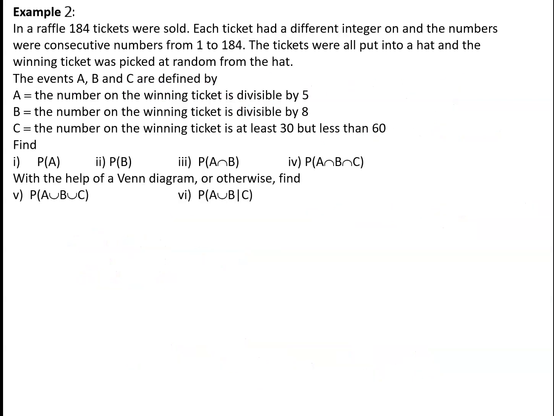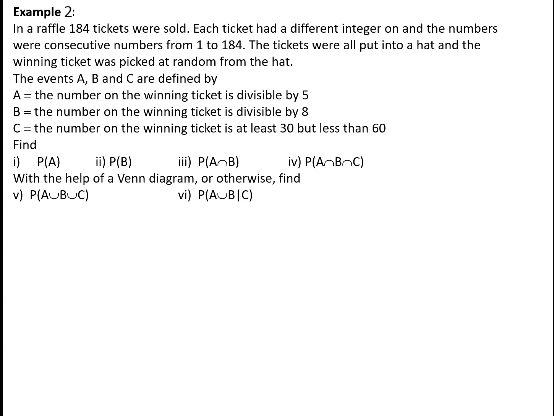For our second example, we've got a raffle in which 184 tickets were sold. Each ticket had a different integer on it, and the numbers were consecutive numbers from 1 to 184. The tickets were all put into a hat, and the winning ticket was picked at random from the hat. The events A, B and C are defined by: A is the number on the winning ticket is divisible by 5, B is the number on the winning ticket is divisible by 8, C is the number on the winning ticket is at least 30 but less than 60.